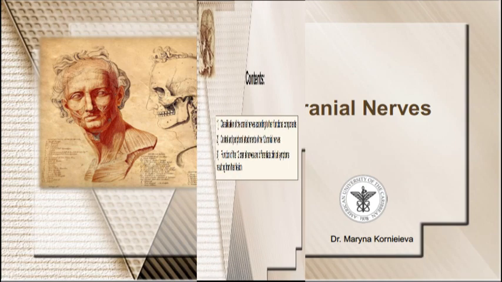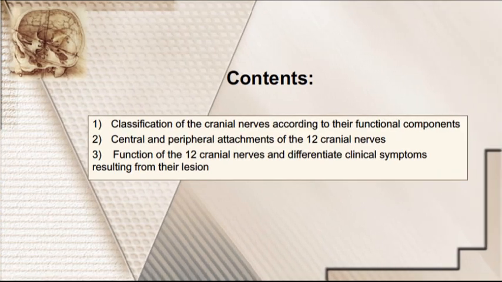Good day everyone, and today we will talk about the sensory and motor or secretomotor control over all structures of the head provided by the cranial nerves. We'll discuss the functional composition, peripheral and central attachments, and of course the cores of each cranial nerve.